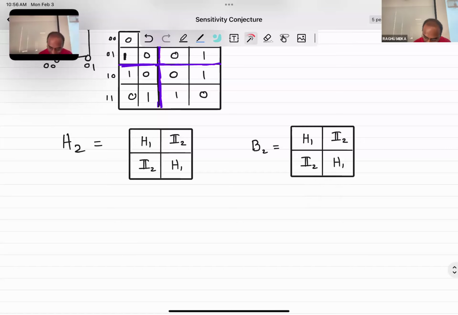Okay, so let's do B1 here. You said minus B1 here, right? That'll also work actually. Bottom right B1. Okay, that's the guess. And let's see if it works.